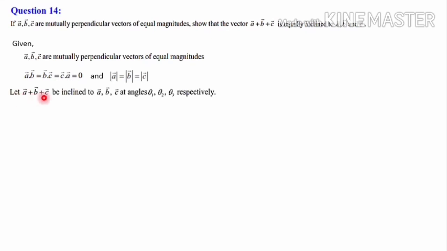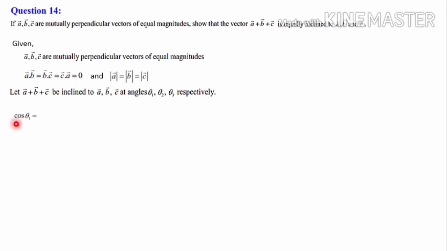Let vector A plus vector B plus vector C be inclined to A, B and C vectors at angles theta 1, theta 2 and theta 3 respectively. So when you add A, B and C, you will get a single vector, vector A plus vector B plus vector C. That particular vector is inclined with A, B and C at angles theta 1, theta 2 and theta 3 respectively. That is our assumption.